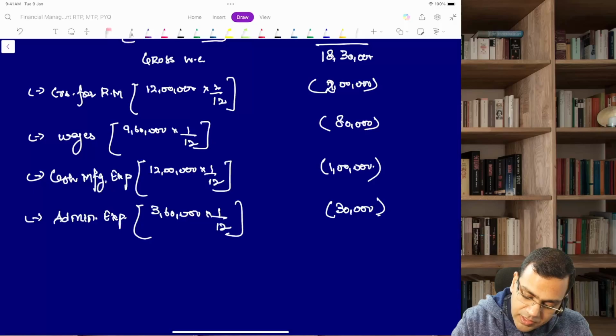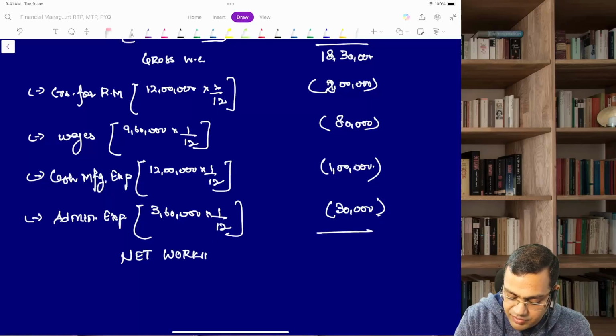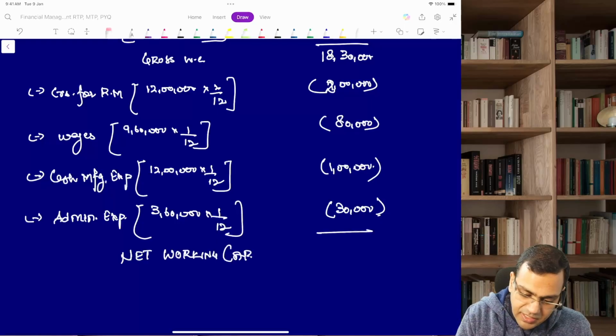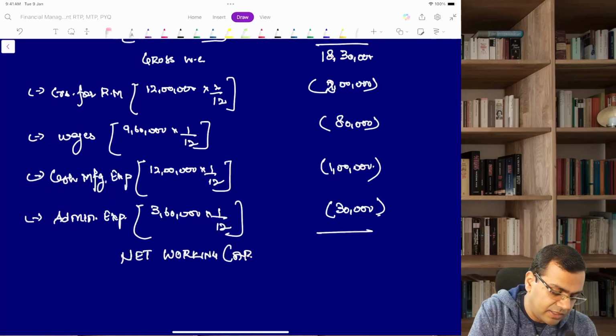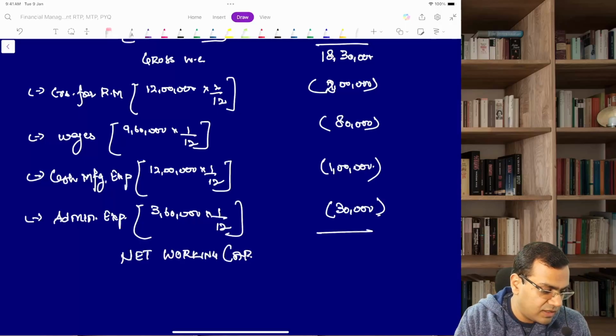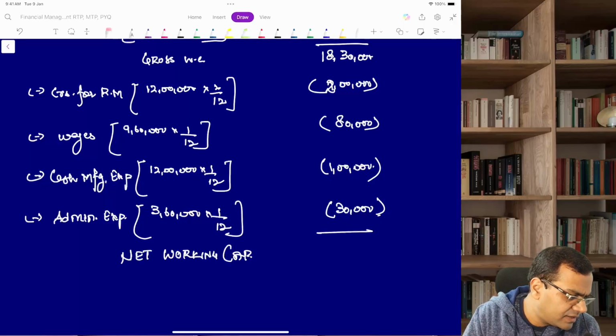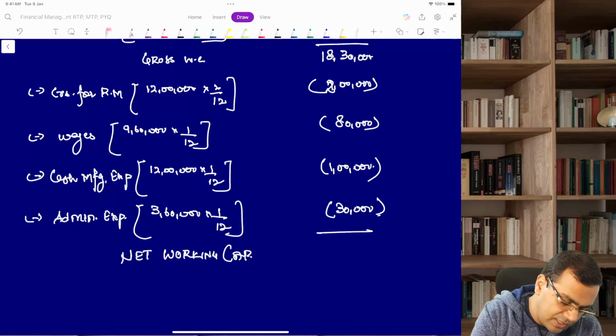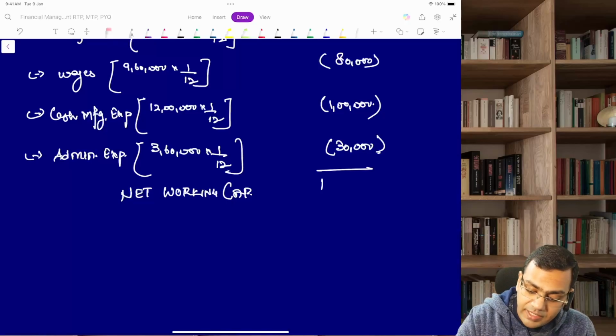Now from here, you will get your net working capital before margin. Net working capital before margin, 18,30,000 minus 2 lakh minus 80,000 minus 30,000, that comes to... wait, is there anything which is left? Is there anything I'm missing out? Maybe a wrong calculation. Minus 2 lakh minus 80,000 minus 1 lakh minus 30,000, that comes to 14,20,000, sir. This is correct.